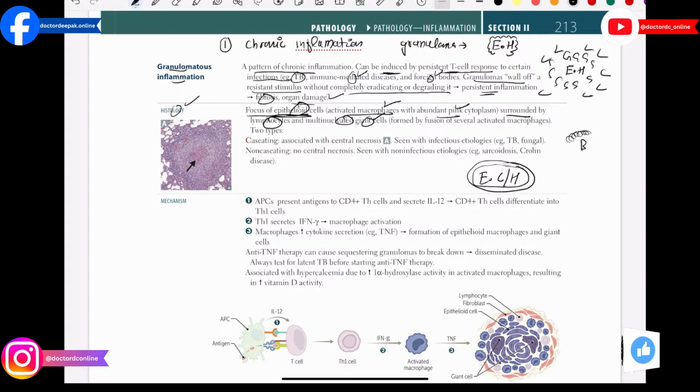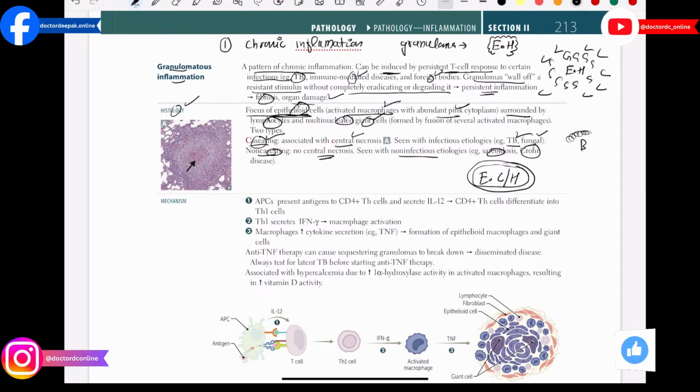Then after that, we have divided the granuloma into two main types according to histology. One is caseating and the other is non-caseating. Caseating means there is central necrosis, and it is usually seen in infections like TB and fungal. Non-caseating means there is no central necrosis, and it is usually seen in non-infectious etiologies like sarcoidosis and Crohn disease. So these are the important causes through which non-caseating granuloma is going to be formed in your body.